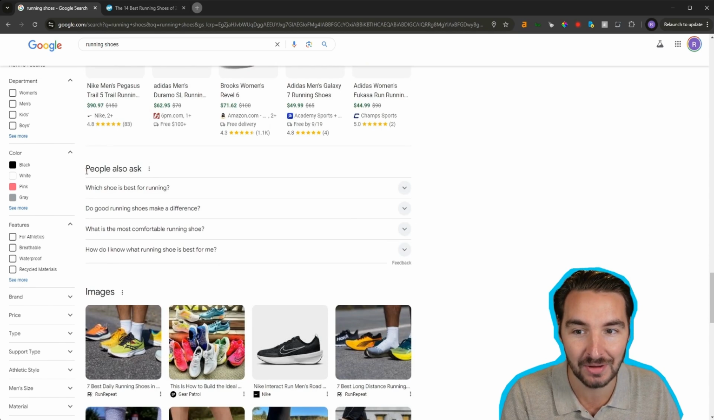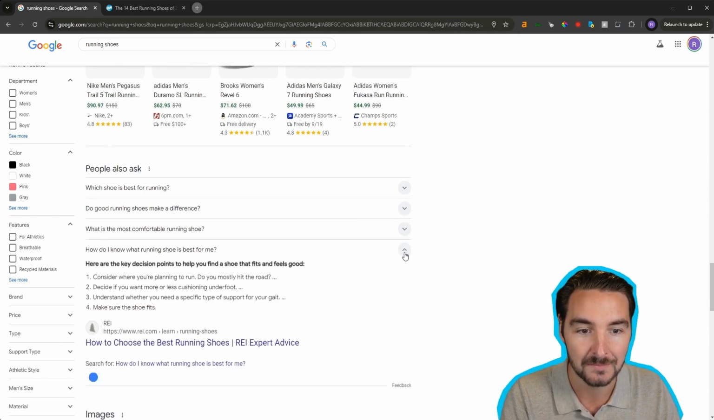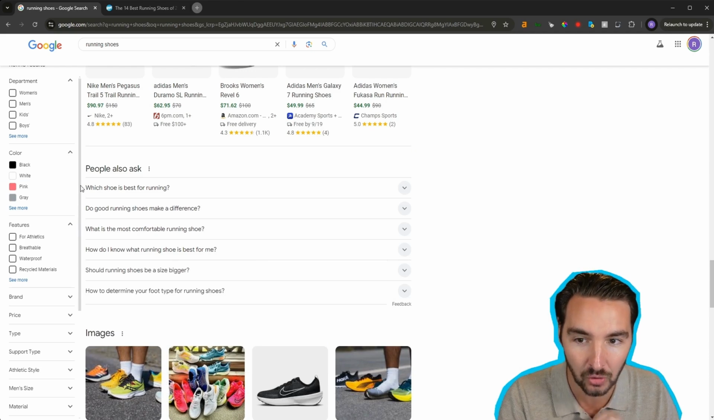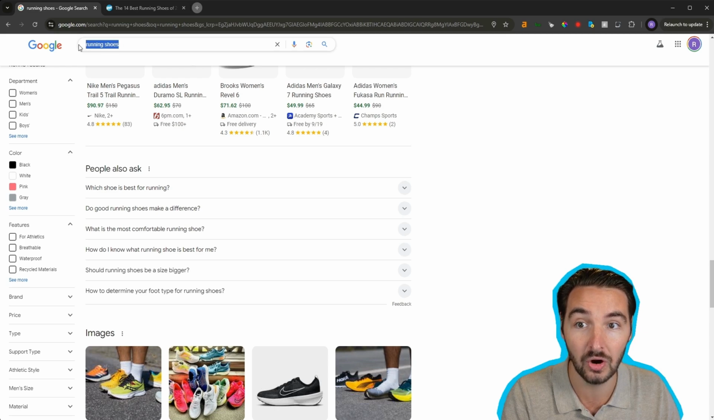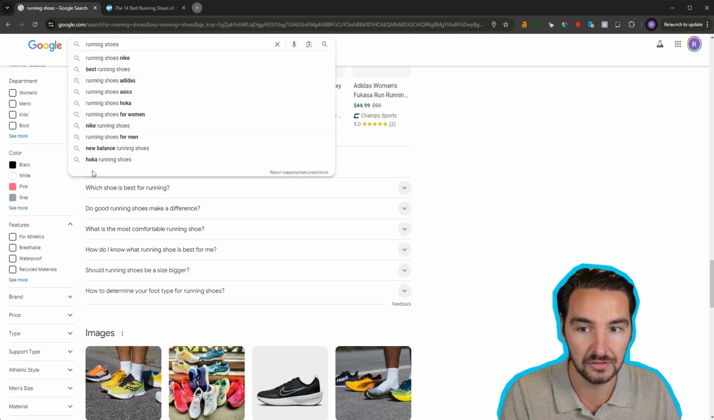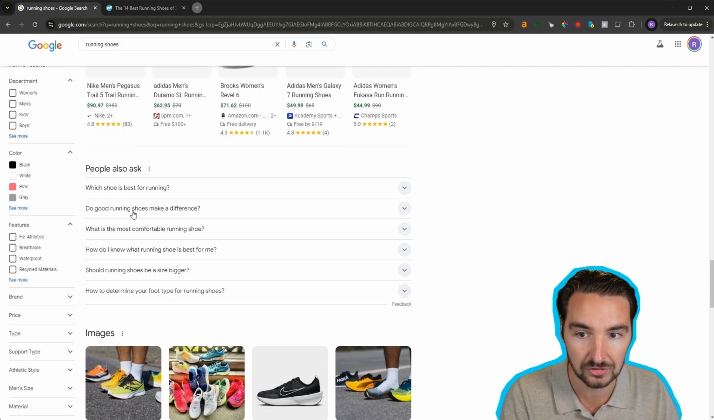And then finally, my favorite section, people also ask. These are the legitimate questions, the literal questions that people are putting in Google to help them understand what they want to buy and how to basically buy the product in order to ultimately buy their running shoes. This people also ask section is on almost every search result. But for the term running shoes, we can look at all these major questions people are basically having to get answers to before they ultimately make a purchase.